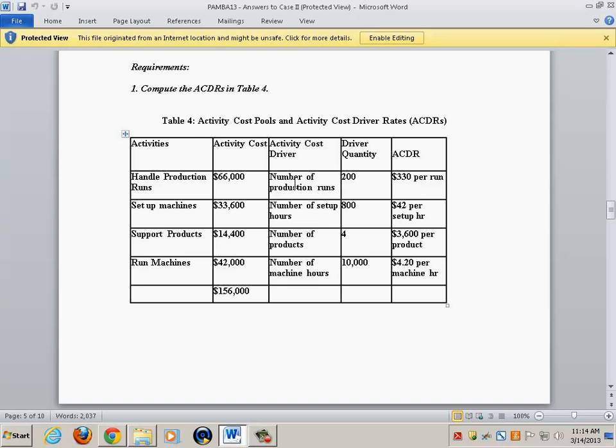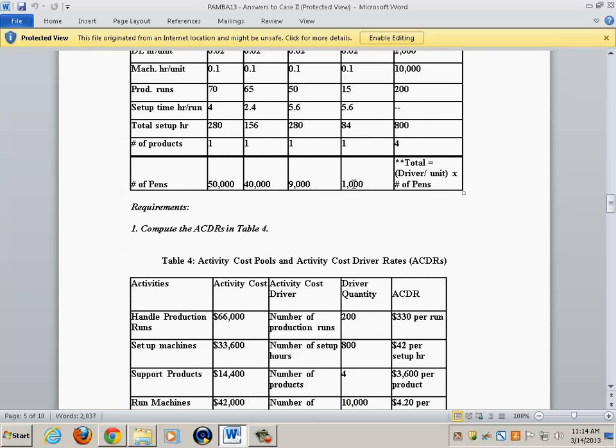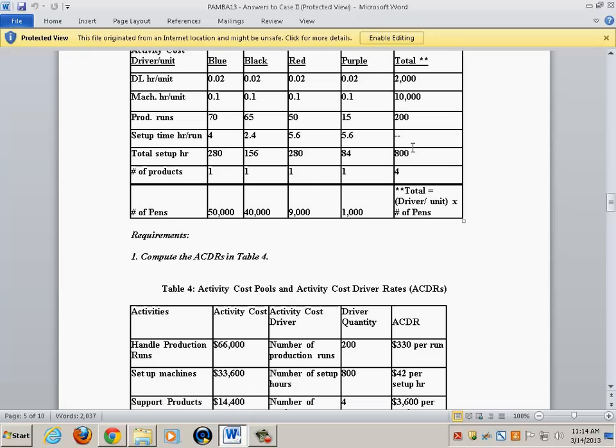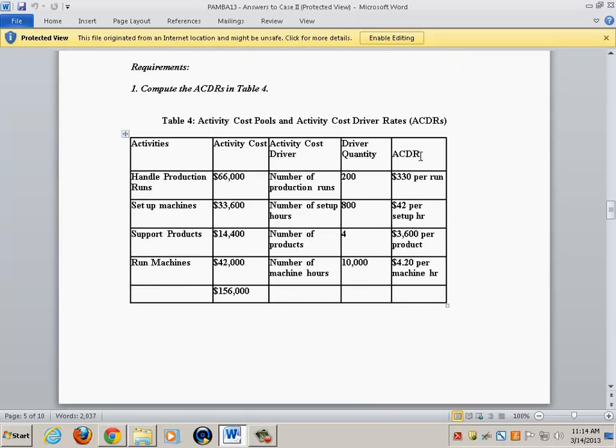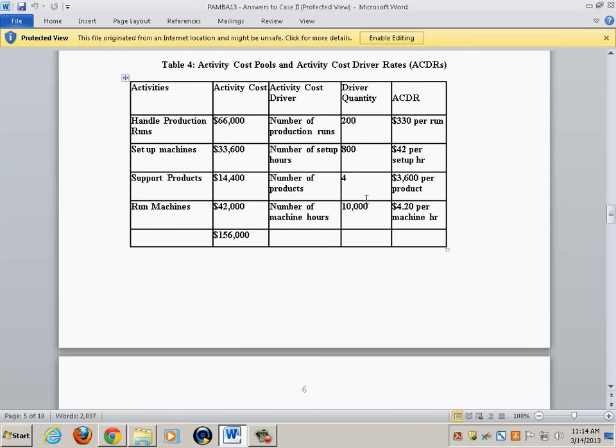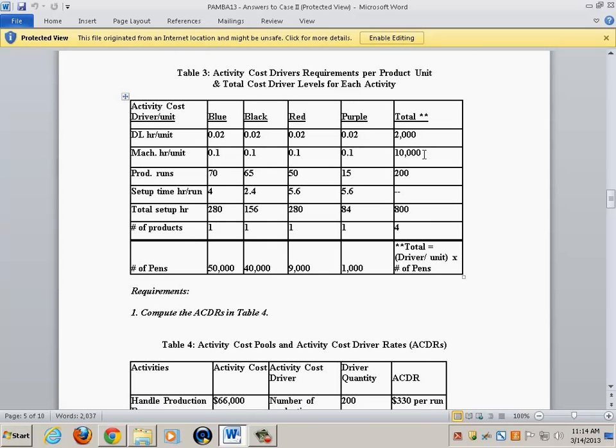Easily that the runs summation in here costs are here. The 10,000 machine hours come from the line summation for total machine hours.